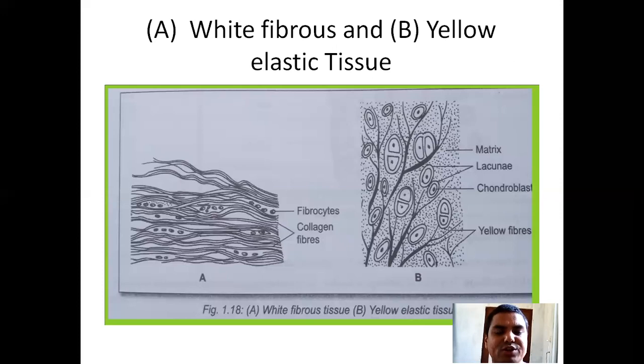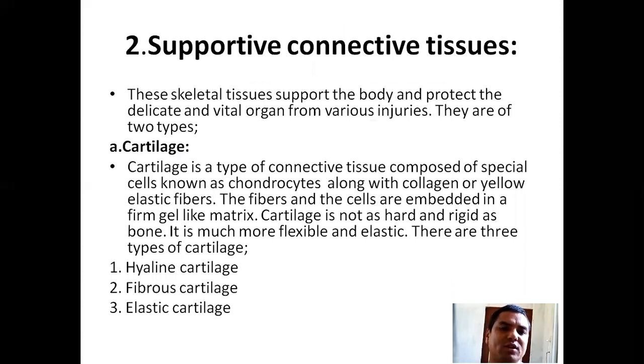Here, white fibrous tissue consists of bundles of densely packed white collagen fiber, and elastic tissue consists of densely packed elastic fibers. In the figure, you can see this clearly. Supportive connective tissue is tissue which supports our body and forms the skeleton. It also protects the delicate organs of the human, like the heart, kidney, brain, and so on. It is of two types: the cartilage and bones.